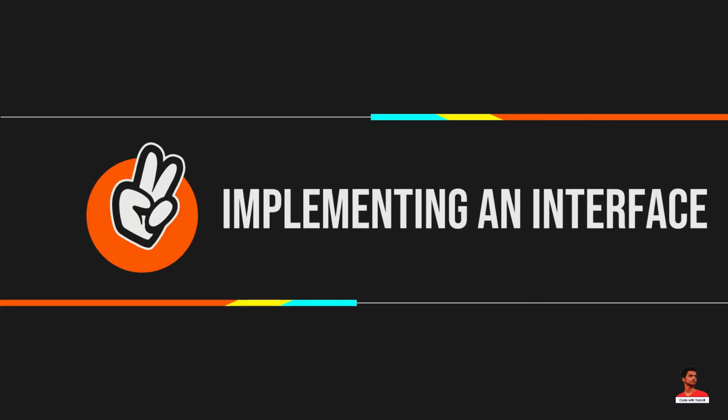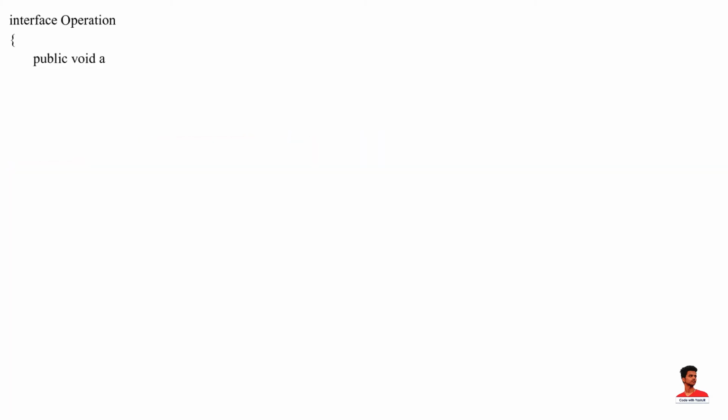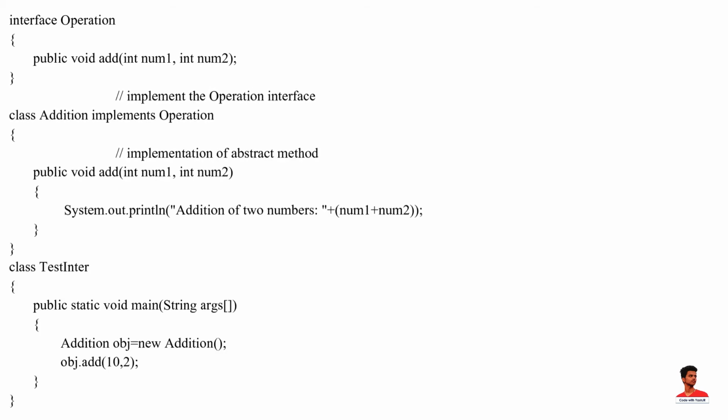Like abstract classes, we cannot create objects of interfaces. To use an interface, other classes must implement it. We use the implements keyword to implement an interface. In this example, we have created an interface named operation. The interface contains an abstract method add. Here, the addition class implements operation and provides the implementation of add method.